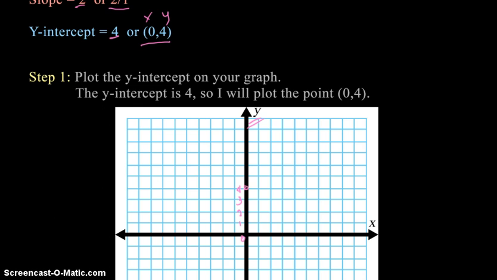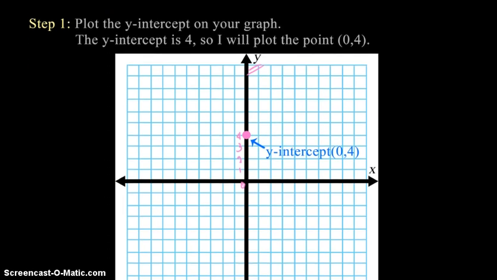So itong part na to, yan yung y-intercept natin. Okay, so that is our y-intercept, 0, 4.